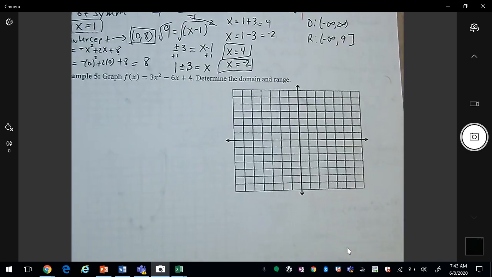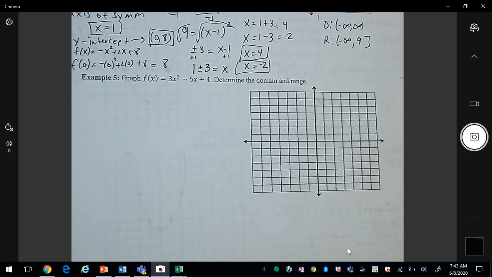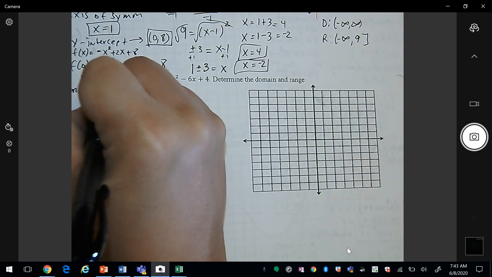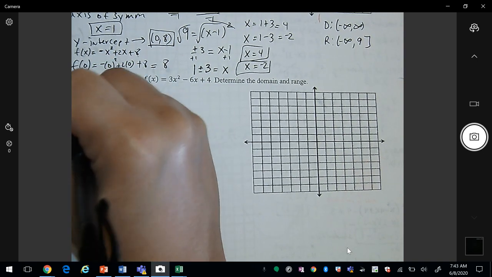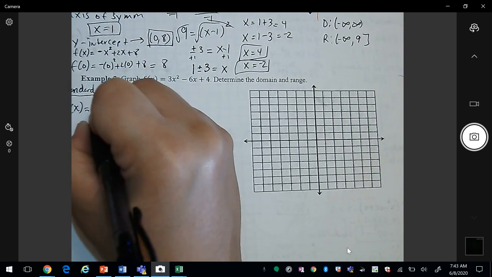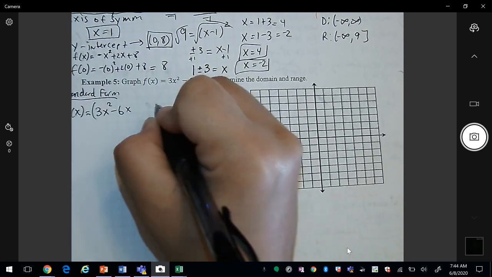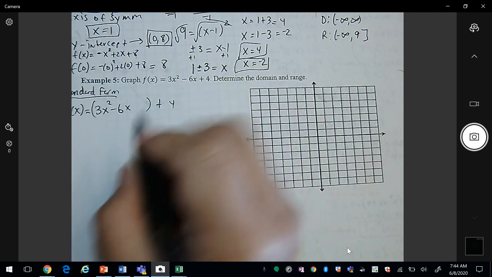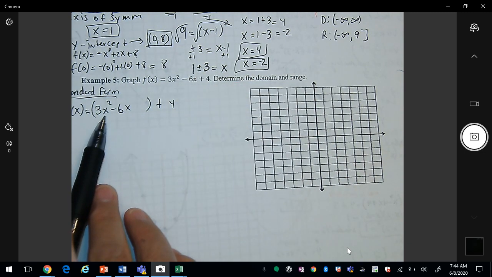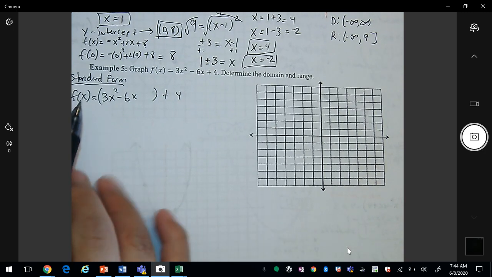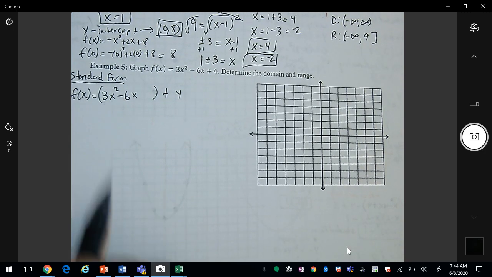Okay, let's try the next one. So first we want to write it in standard form. So first I write the two terms together with a gap. And now the number in front of x squared is not a 1, so we need to take care of this. So we can factor out a 3 since it's common to both terms.